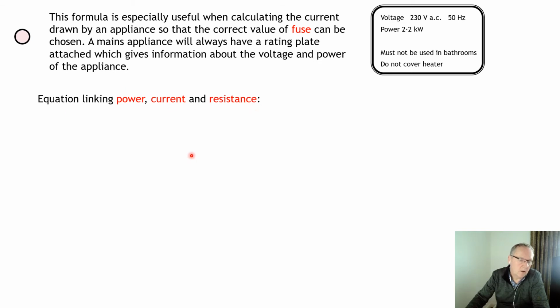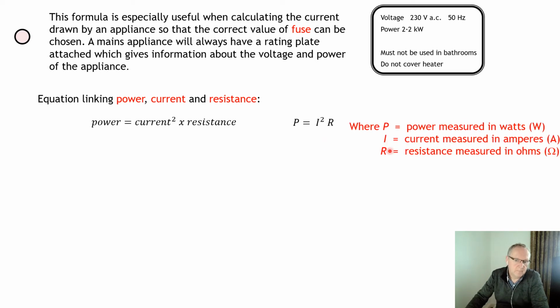So the next equation is going to link power, current and resistance. The previous one was, remember, current and voltage. So this one is going to link the power with current and resistance. And it's a bit more complicated because there's a squared term. So the formula is power equals current squared times resistance, or P equals I squared R, where the usual things apply. Power is in watts, current is in amps, and this time resistance is measured in ohms.